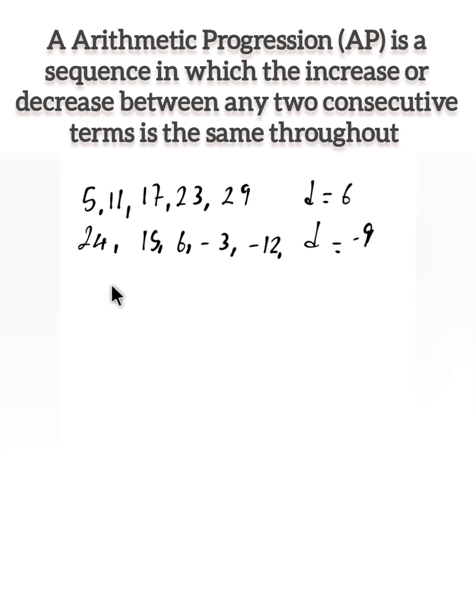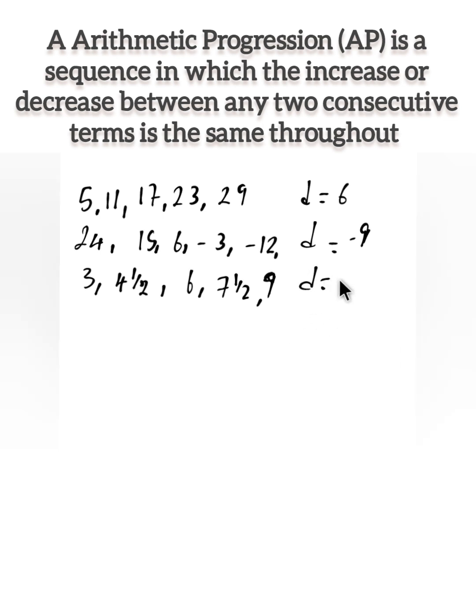Now consider another example: 3, 4 and a half, 6, 7 and a half, 9. Now this is another sequence that is increasing. The difference here is 1 and a half. It's increasing by 1.5. So in an arithmetic progression, the sequence is either increasing or decreasing by a constant value.